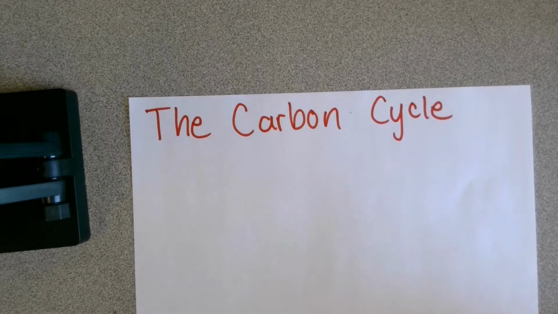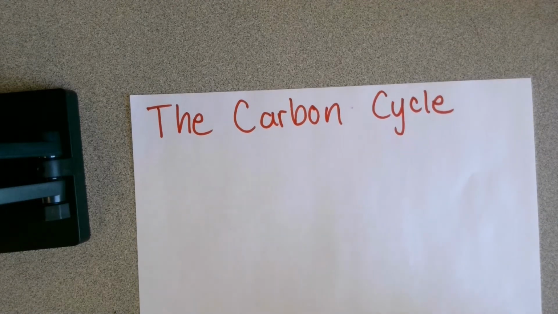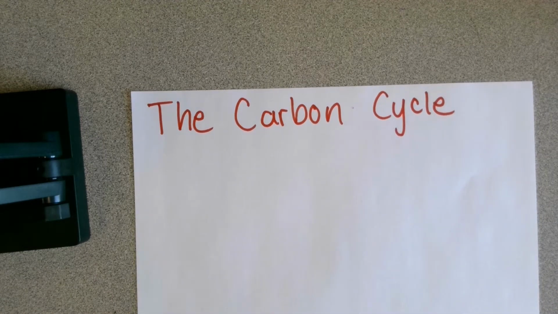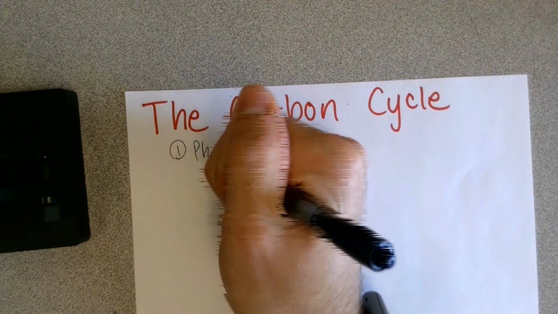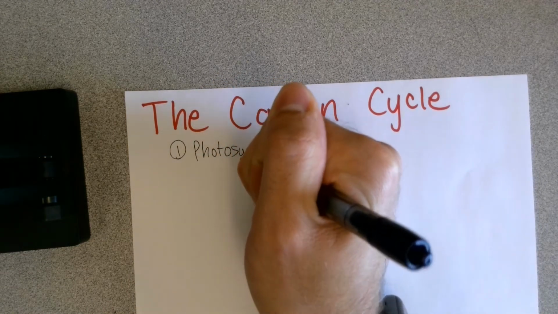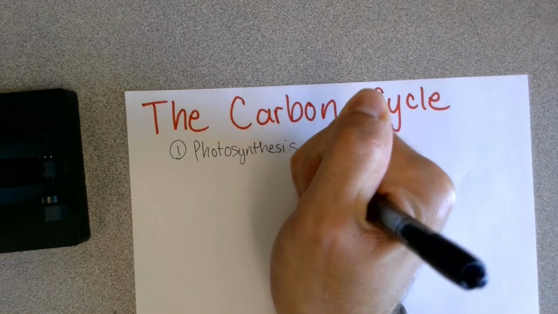Hey everybody, so this is my first video. I'm going to try to review the carbon cycle that we did in class today. So the first thing that you need to realize about the carbon cycle is that it consists of a couple of different things. So the first one, probably the one that is most familiar to you, is photosynthesis.